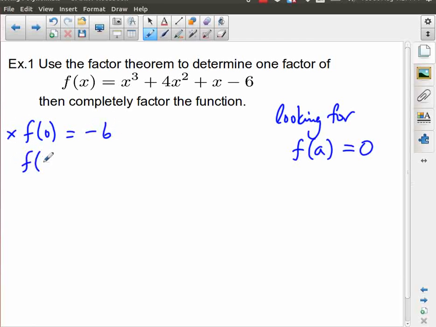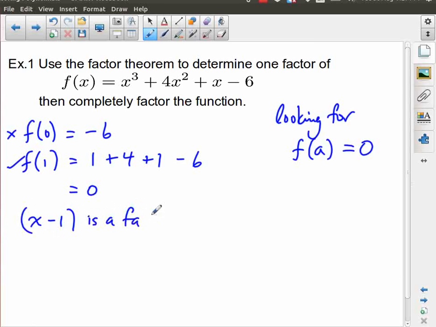So let's try f of positive 1. Well, that's pretty easy. Let's go ahead and fill that in at least. 1 cubed is 1. 4 plus 4 times 1 is plus 4. Plus 1 minus 6. And so we ended up with 6 minus 6 is equal to 0. So that one worked. Now because that one worked, this tells me that x minus 1 is a factor. That is what the factor theorem tells me.